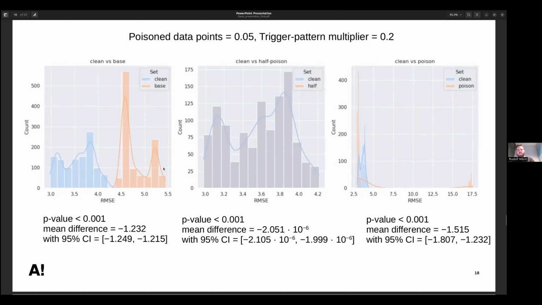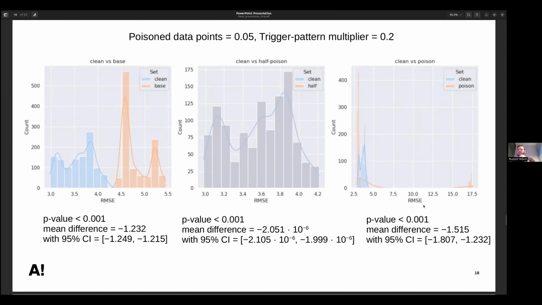There is clearly a difference here between these two RMSE value sets. And the interesting thing here is that the poisoned model seems to produce lower RMSE values than the clean model. Then to the middle figure here, the mean difference is very small. But there is a consistent directional shift, but that seems to be very small.